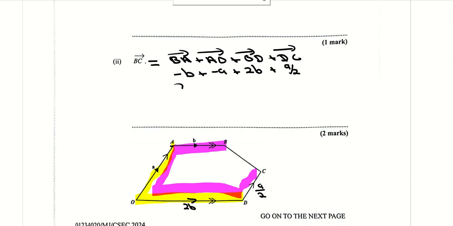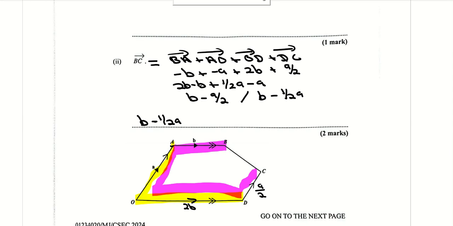Let's group like terms. That's 2B minus B plus a half A, which is A over 2, minus A. So this would be B minus A over 2. Or we can say B minus a half A. Whichever one you want to put. And that would be your answer for this question here.